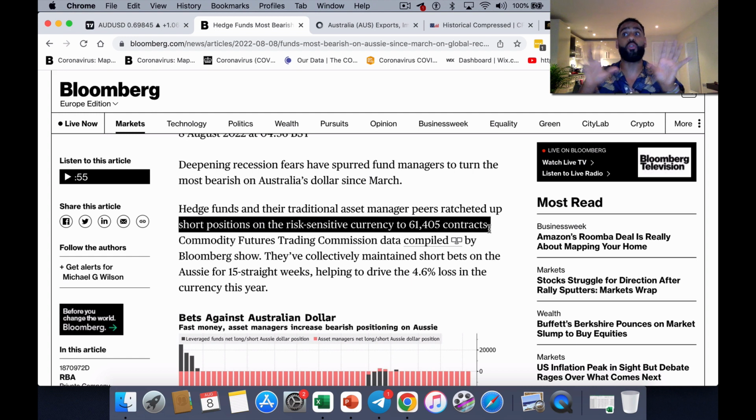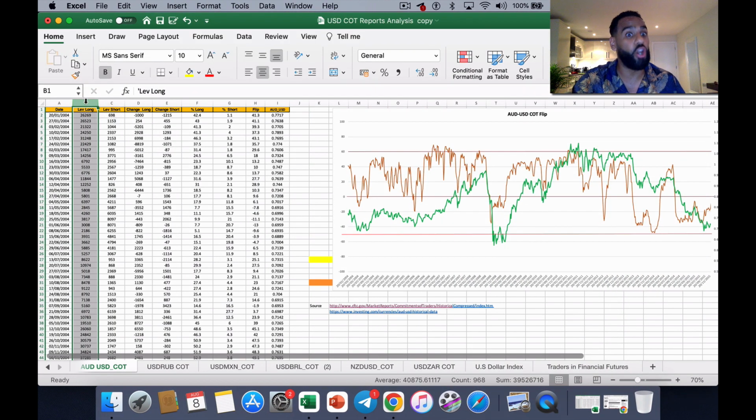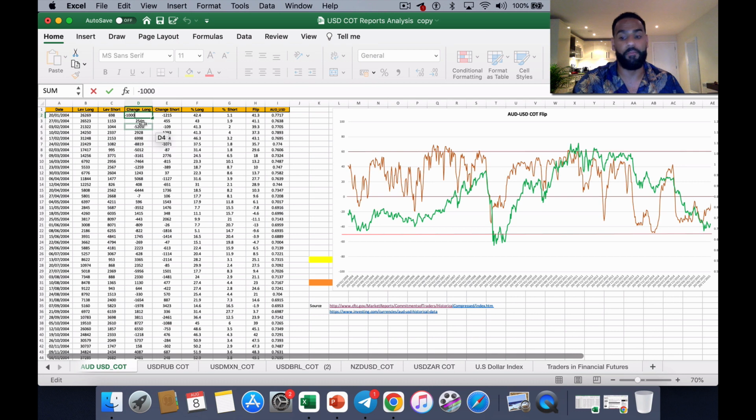Okay, so it takes all the contracts in the futures market where they're betting on the future price of the Aussie dollar. You have all of the leveraged long positions, you have all of the short positions, and then you have the change, which is the difference between the long positions, the difference between the short positions, and then the percentage of these long and short positions.